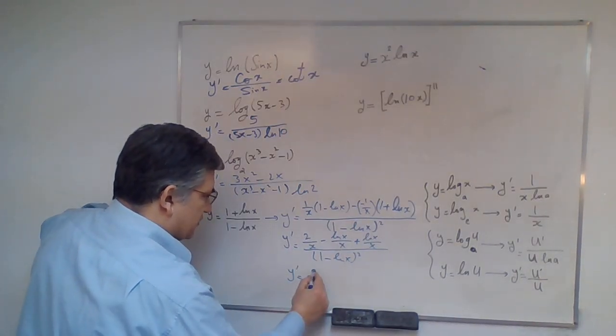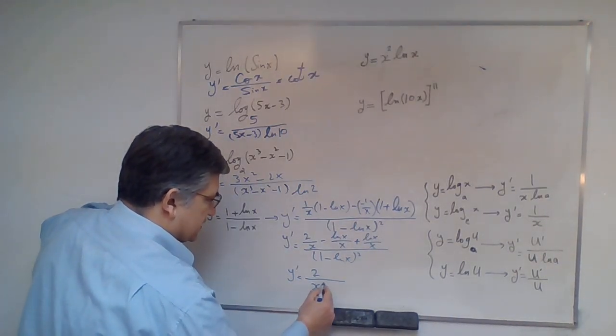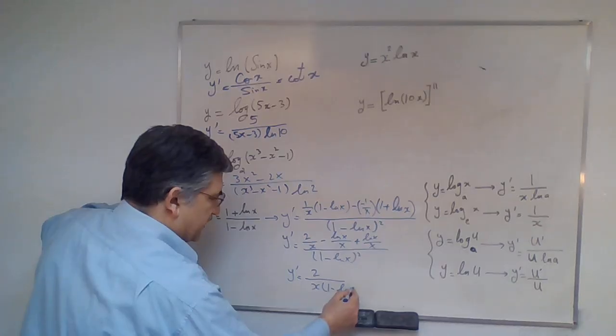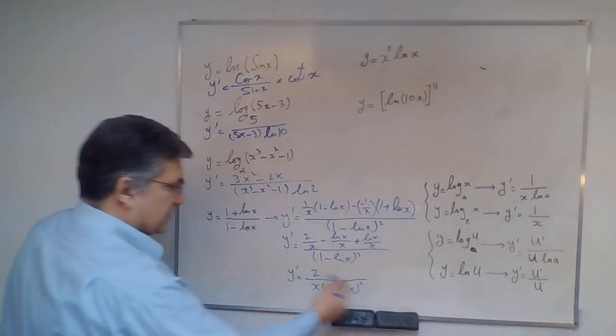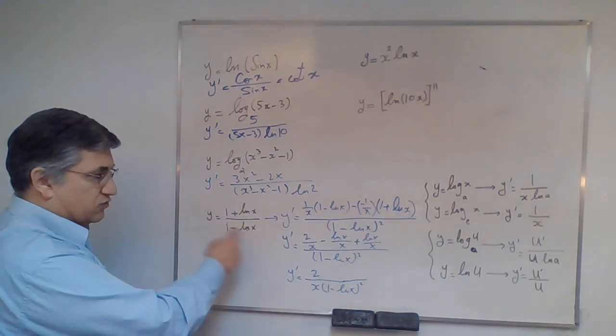So final answer will be 2 over x, 1 minus ln of x all squared. That's the final answer for this derivative.